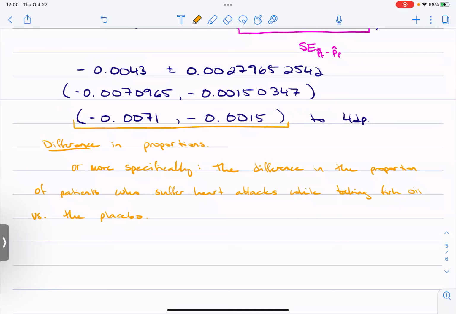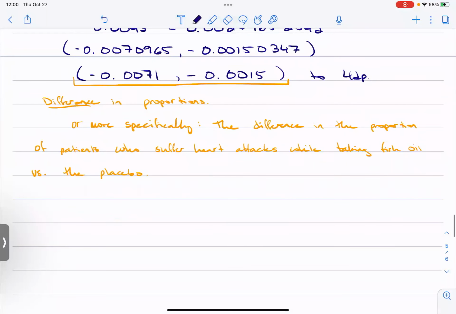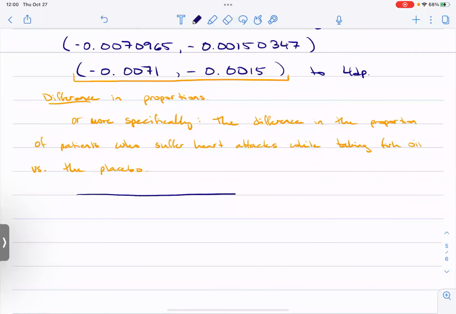One thing to keep an eye out for is this interval is all negative. So on a number line, that might be helpful, especially because we're in the negatives. Like I said, I avoid negatives like the plague, and I don't know why, it makes no sense. So if I think about 0 here, then I can jot down my interval here, negative 0.0071 to negative 0.0015. I'm 95% confident that the difference in proportions is somewhere in there.